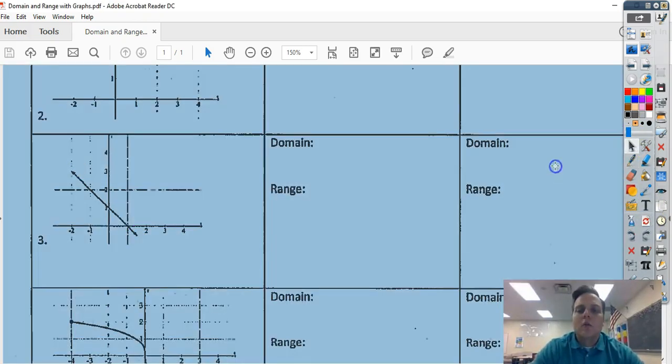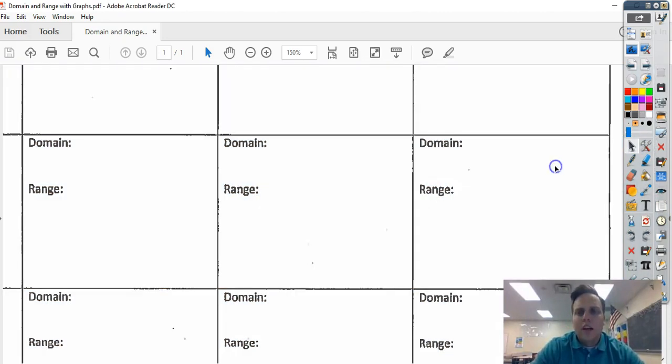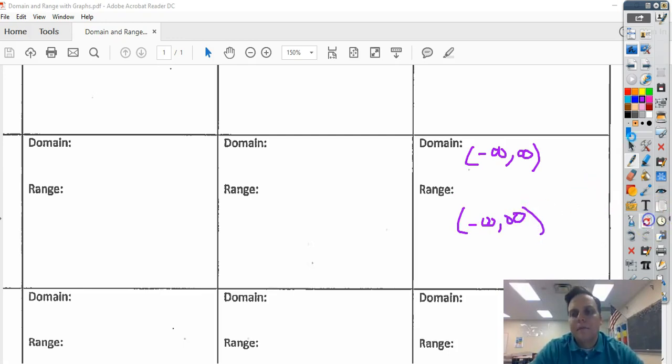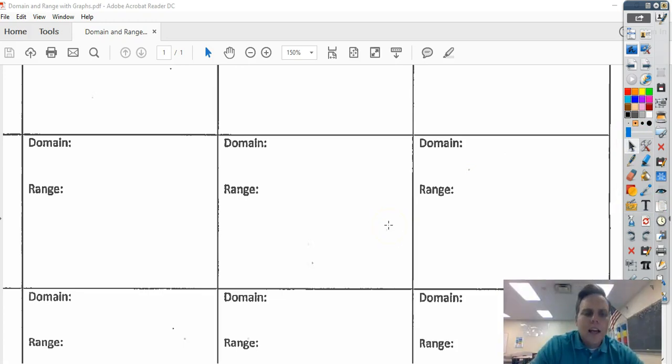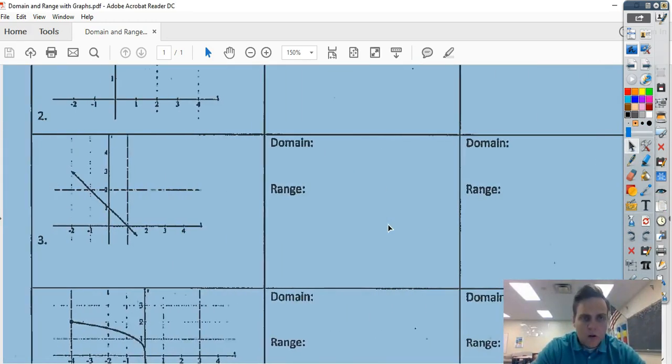And now you're ready to go on to interval notation, which, simply, if it's going to be all real numbers, that just simply means negative infinity to positive infinity. Negative infinity to positive infinity. And there we go. Okay? Last but not least, and this one is a tricky one.